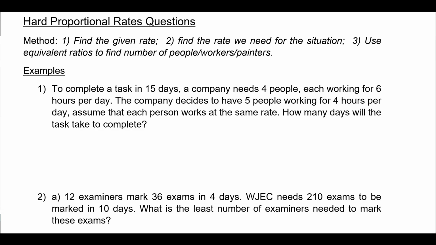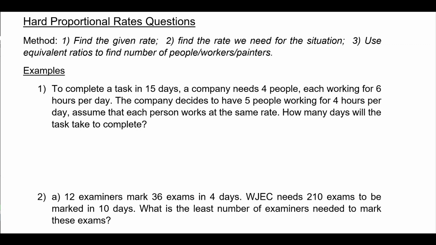Let's try some difficult proportional rates questions. In this first example, to complete a task in 15 days, a company needs 4 people, each working for 6 hours per day. The company decides, however, to have 5 people working for 4 hours per day. We are told to assume that everyone works at the same rate, and we want to work out how many days the task will take to complete.